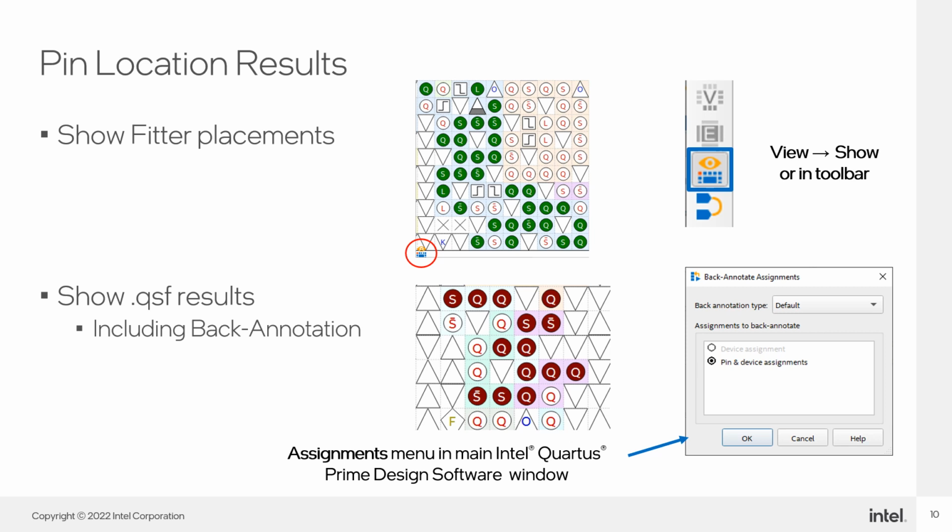You can see back annotated I/O assignments in the Pin Planner package view. You may have noticed in the pin legend that user I/O assignments are colored reddish-brown and fitter I/O assignments are colored green. When fitter assignments are back annotated, pins take on a green and brown hatch pattern to indicate that the locations are now both fitter assigned and user assigned.